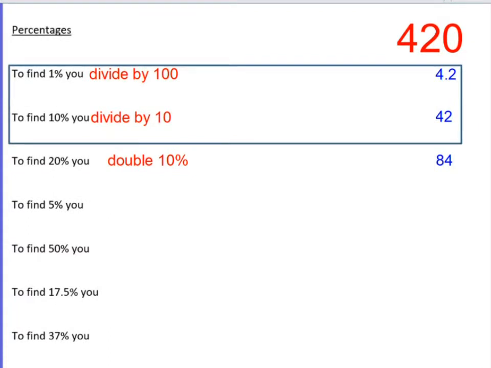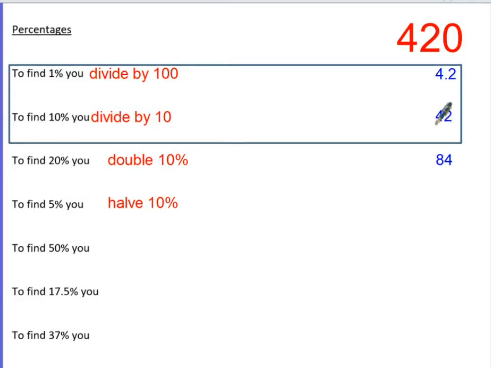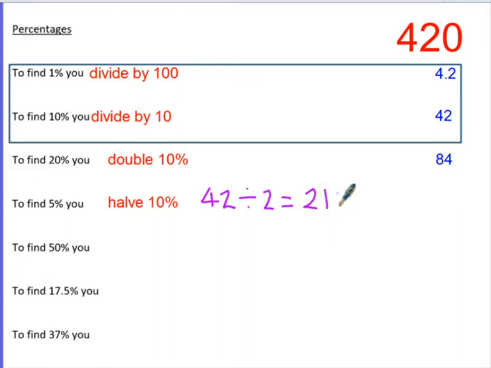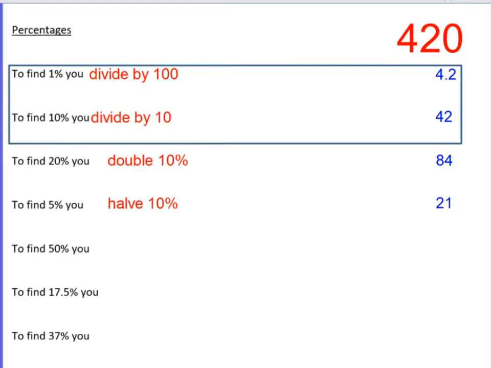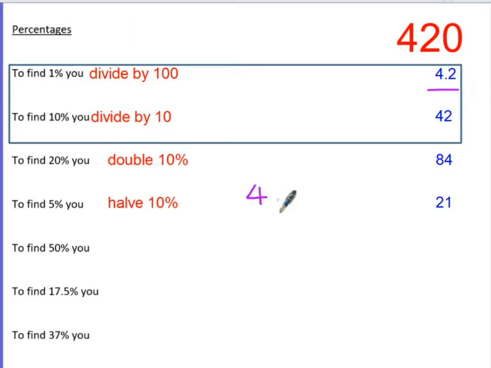To find 5%, what I can say is, well, if I know what 10% is and I half it, I must end up with 5%. So for this example, 10% is 42. So to find 5%, I'm going to do the 10% and divide it by 2. And I find 5% is 21. Another way I could have done this is find 1% and then times it by 5. And if I do 4.2 and times it by 5, I also get 21.